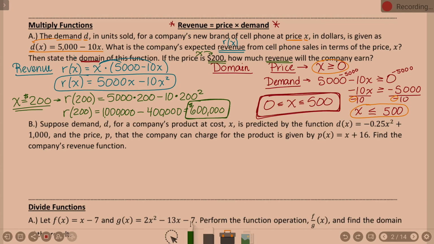When the price is 200. Okay. I hope you followed along. I hope you wrote down details, because this will definitely help you do a problem in homework. Okay?